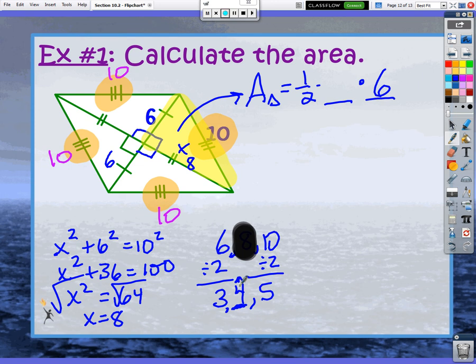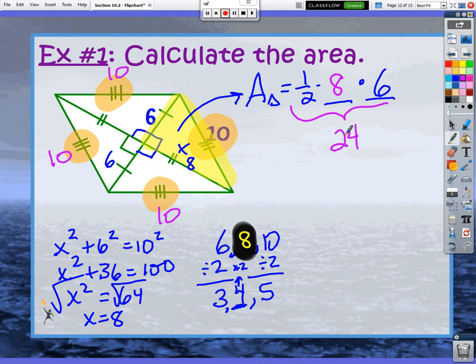And so we'd have to take that 4 and double it to get back to what it really should be, to the 6, 10 triple. So if you knew it was a triple, you could go ahead and call it an 8. If you didn't realize it was a triple, then you're just going to have to do the Pythagorean theorem. Okay? So now we know the base is 8, and so 1/2 times 8 times 6 is going to give me an area of 24.